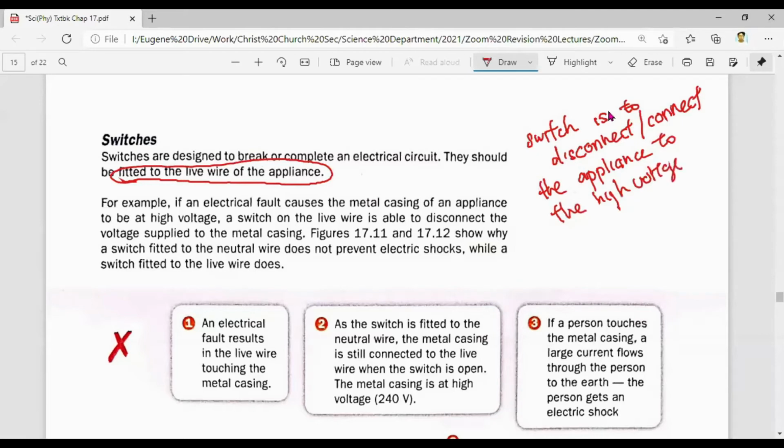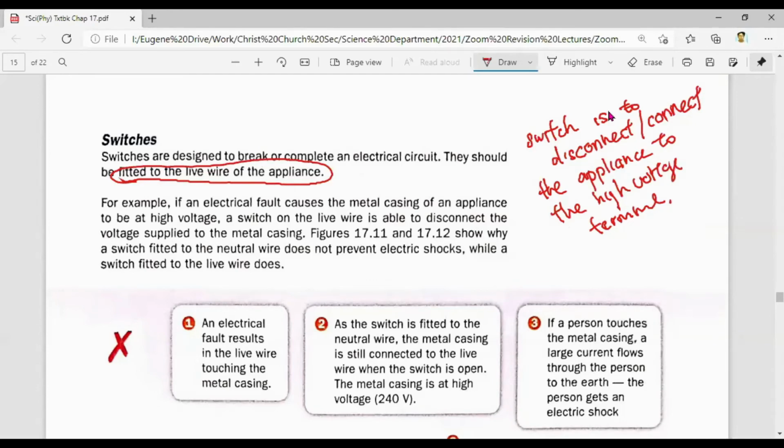So realize I keep saying this high voltage terminal thing. Why is it so? Because the live wire, which is the high voltage wire, is the one that carries the current in. So if you want it to be safe, you must have something that can cut off the live wire. So that's why fuse, circuit breaker, cuts off the live wire when your appliance becomes dangerous. Same thing, the switch also cuts off the current from the live wire when the appliance becomes dangerous. So switch is meant to be fitted to the live wire of the appliance.